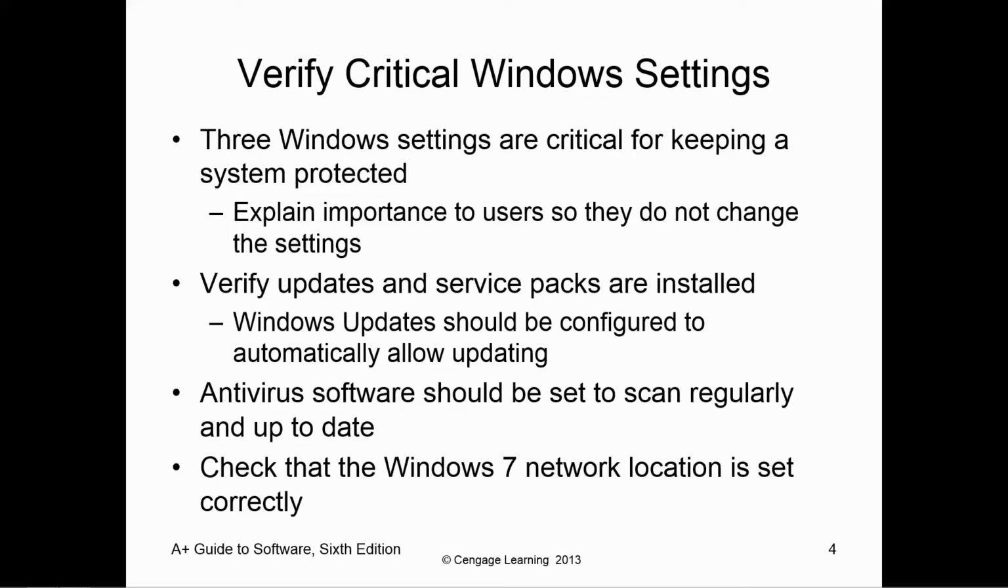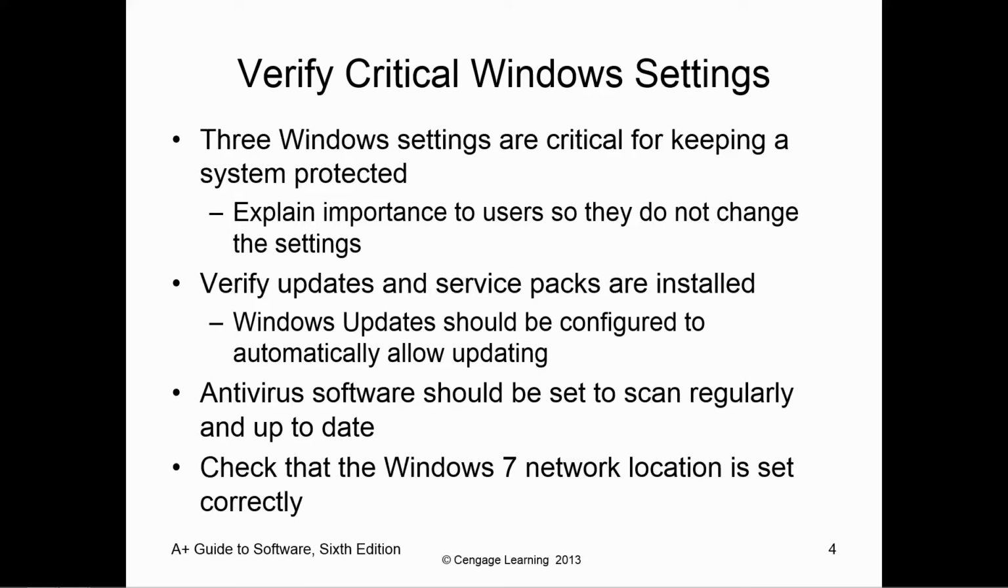Verifying critical Windows settings. There are three primary Windows settings that most users need to know about: updating Windows, antivirus, and network location settings. These three areas are critical. Windows updates, because as Windows gets holes, the updates fix them. Antivirus software, to keep viruses away. Antivirus is a very loose term. You could also include anti-malware software in here as well. And that is not just having it installed, but running the scans regularly, both in antivirus and anti-malware.